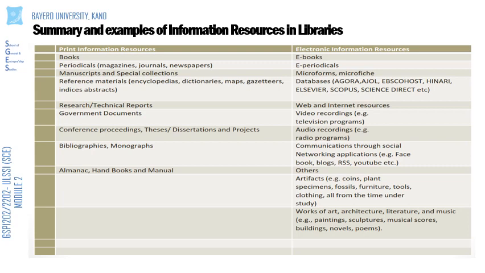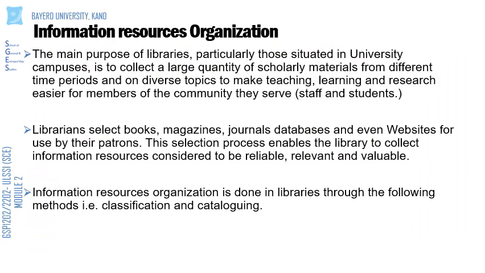Works of art, architecture, literature, and music, maybe paintings and whatsoever. All these are examples of electronic resources because they either appeal to the ear, appeal to the eye, or appeal to both eye and ear. That is why we call them audio-visual, depending on the nature or the format in which they appear. Therefore, all these information resources, either print or electronic, provided in libraries, have to be organized so as to make easy access to them.